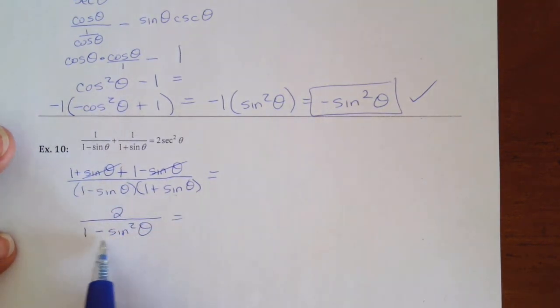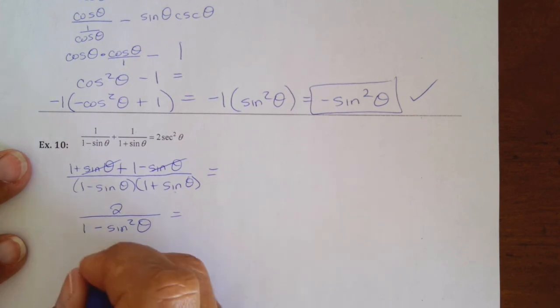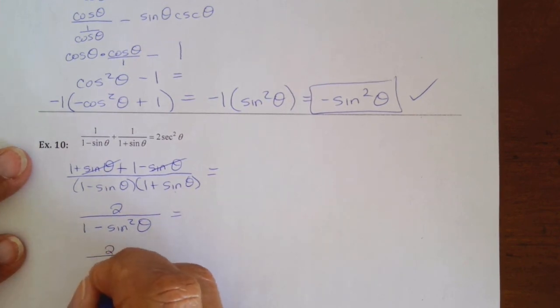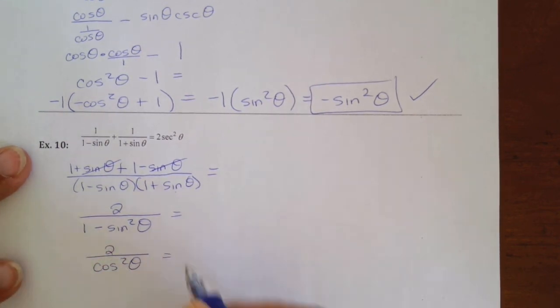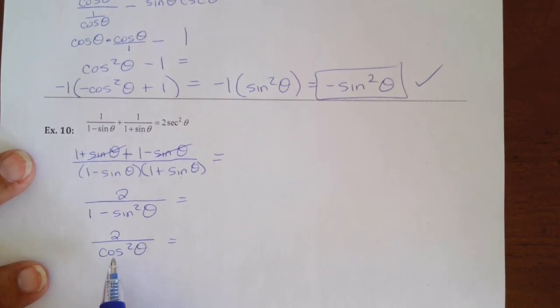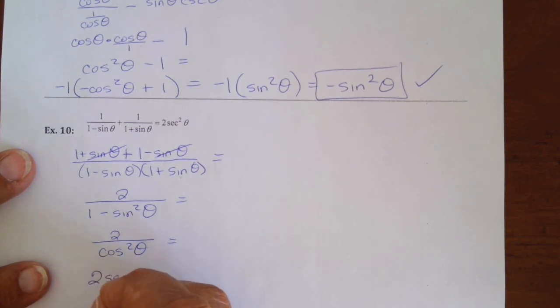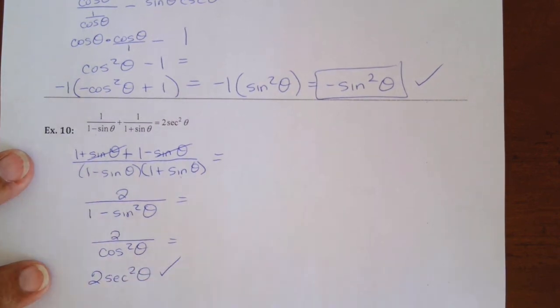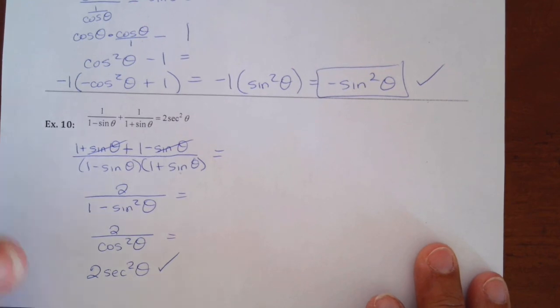This is a Pythagorean identity. It's equal to cosine squared, so we have 2 over the cosine squared. And cosine is the reciprocal of secant. So since cosine's in the bottom, I can move it to the top, make that secant. And that's what I was trying to get. Okay, that's one of your reciprocal identities.